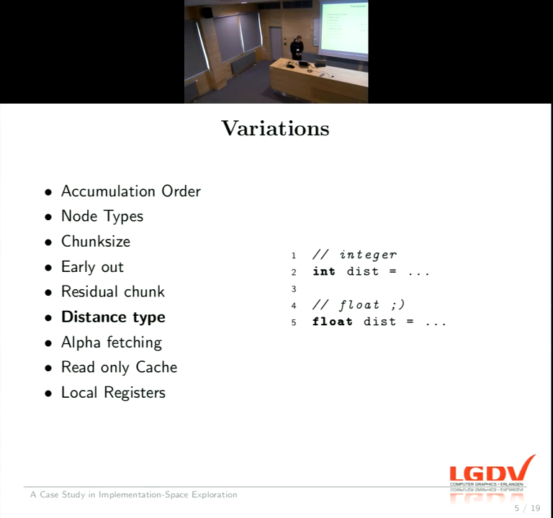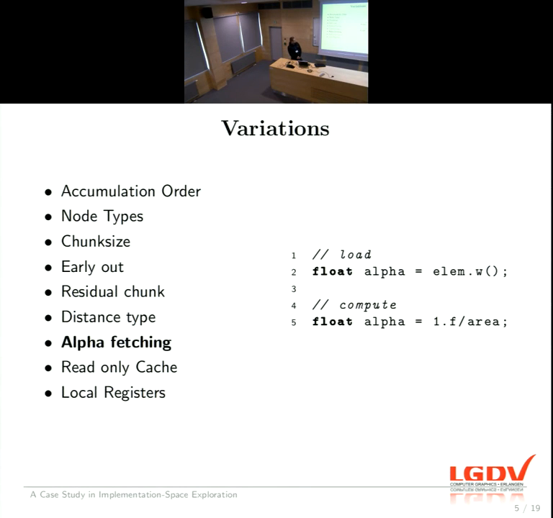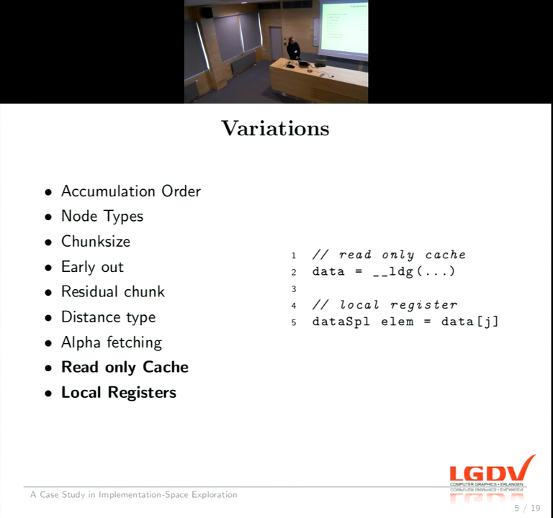So, and then we tested the different types of alpha fetching. One possibility is to compute the alpha on the fly while processing the list. And the other possibility is to load it from the node when we use a node type where we can store the element. And then two different small improvements. We tested applying the read-only cache while processing the list and explicitly loading elements into a local register.